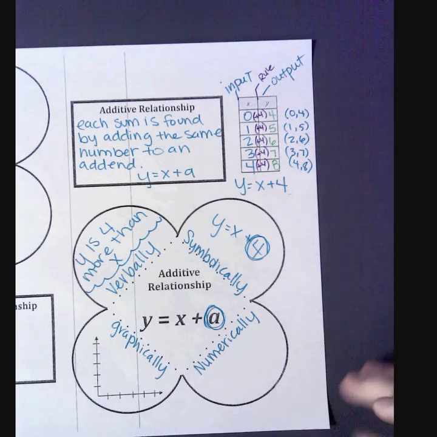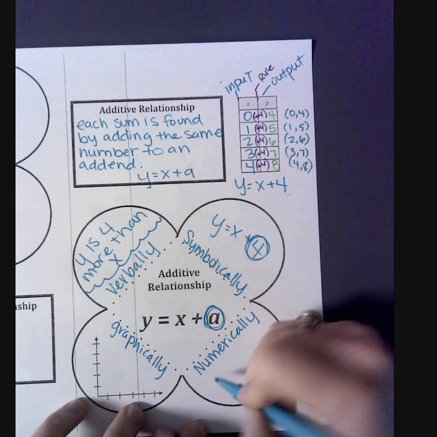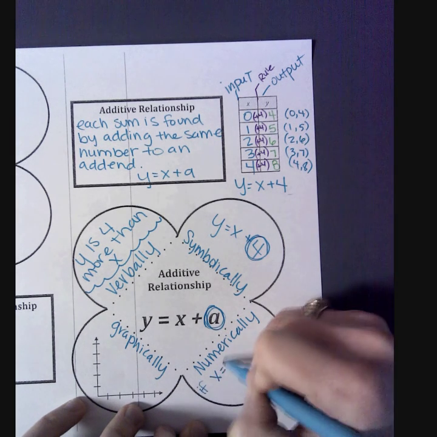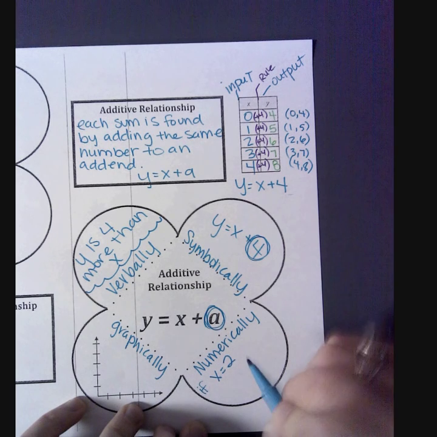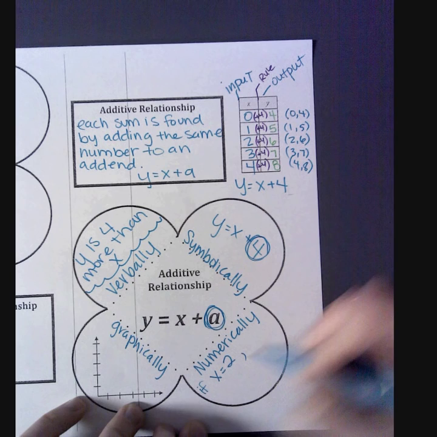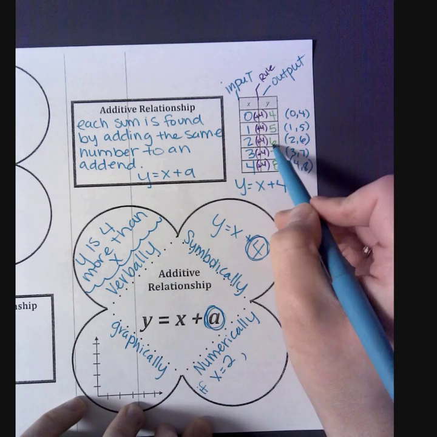So let's go ahead and jump back down to numerically. In the case that x is 2, if x is equal to 2, then what am I going to do here? If x is 2, then my answer is going to be what? 6.